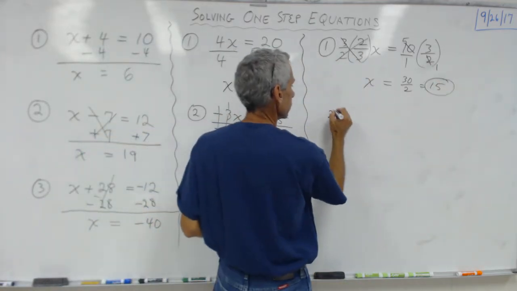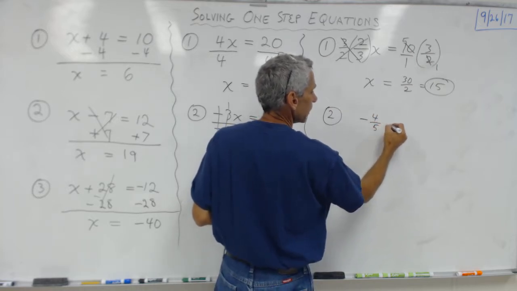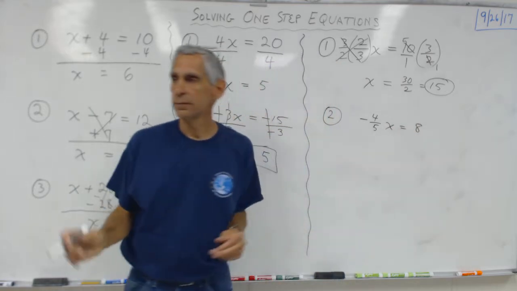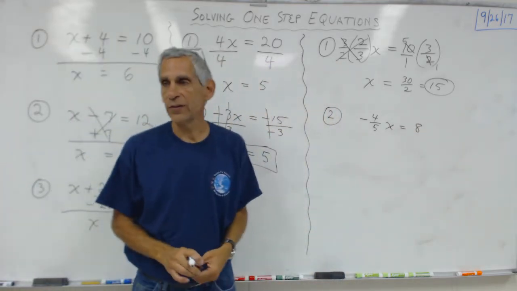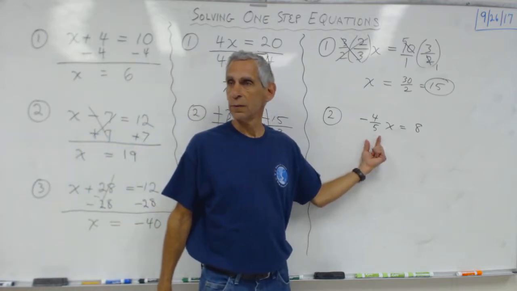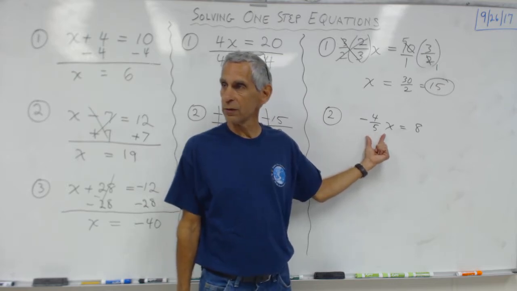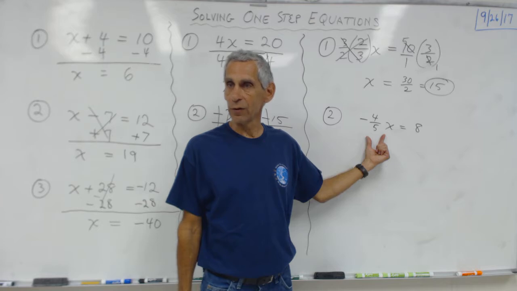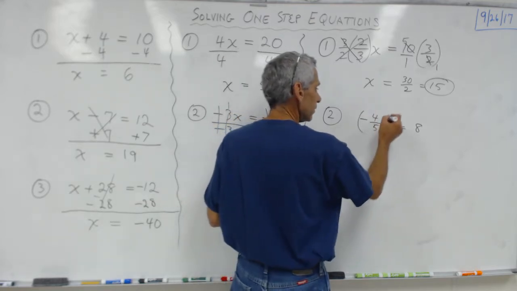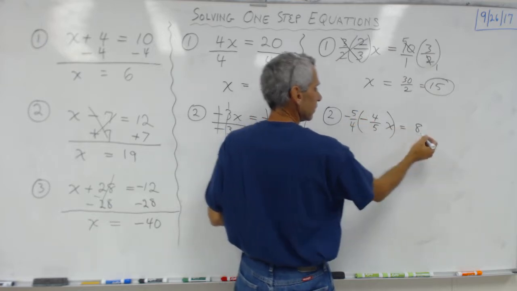Let's try another one. Negative 4/5 x equals 8. What is the number in front of x? Negative 4/5. What is the reciprocal of negative 4/5? Negative 5/4. If this is negative, the reciprocal has to be negative. So it's this times negative 5/4, right?